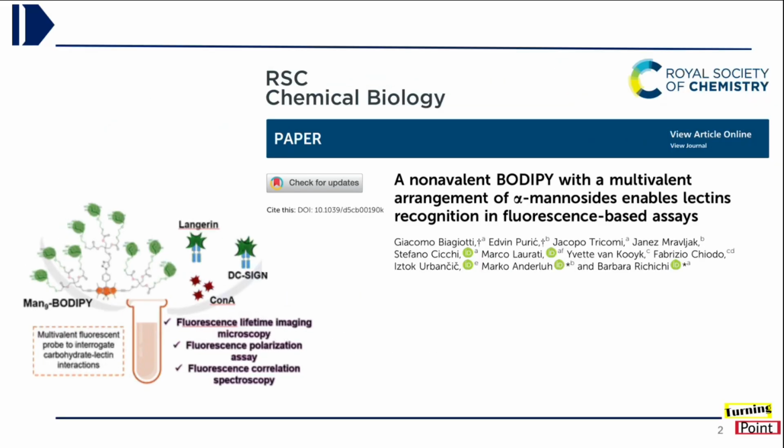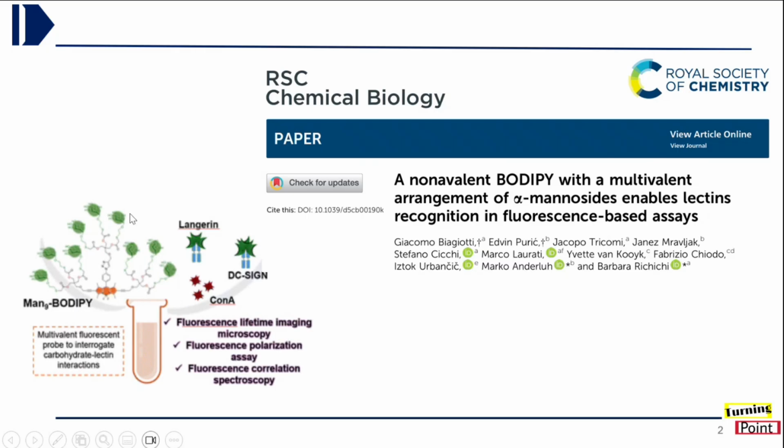So this research paper, which came from the IISc chemical biology group, studied BODIPY with a multivalent arrangement of α-mannosides. In the abstract, they studied three types of lectins: langerin, DC-SIGN, and Kooyk, in which Kooyk is the plant lectin and the others are the human lectins, langerin and DC-SIGN. They studied the human ones a little, and majorly they studied Kooyk.